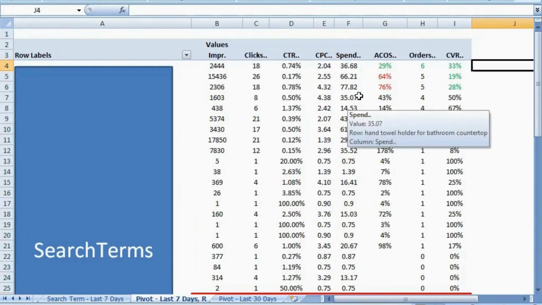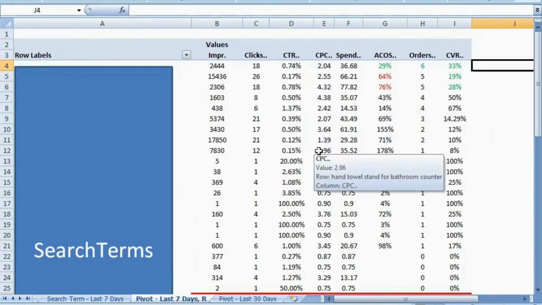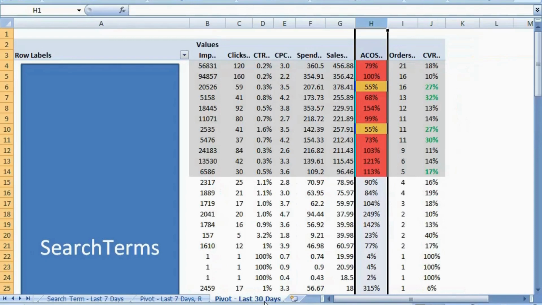So you see, looking into the last 7 days data, it may look so good and you are prepared, but ultimately when you study the last 30 days data, you are not really prepared.